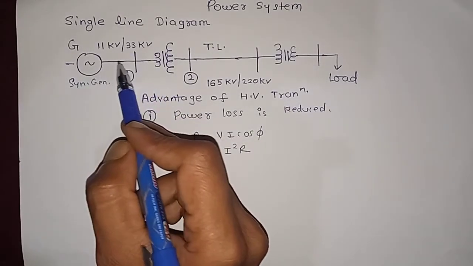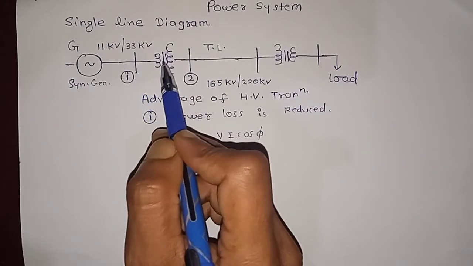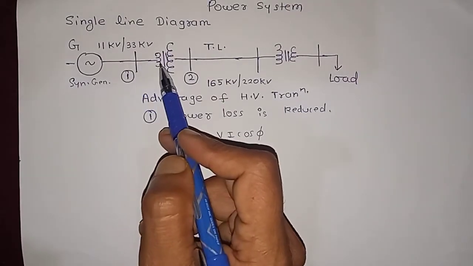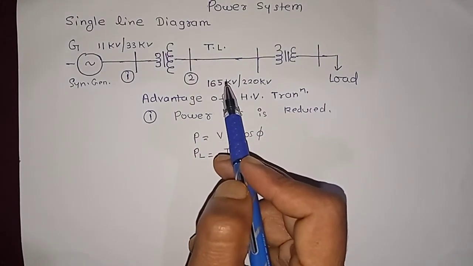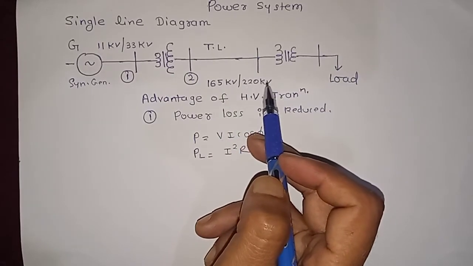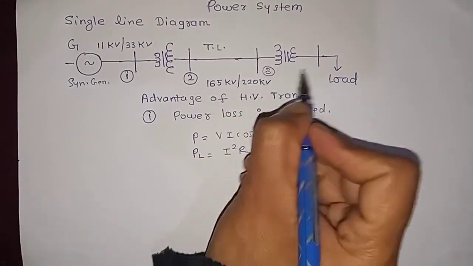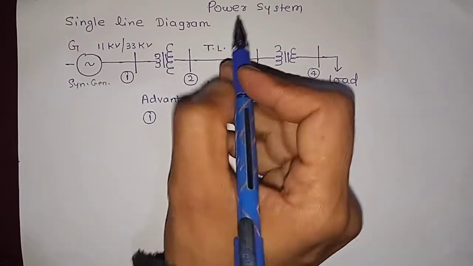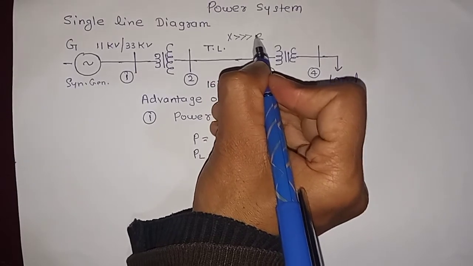Then this voltage goes to the transmission, and this transmission is done at high voltage. You can see here this voltage is stepped up by using a step up transformer, and the voltage range increases. It may be 165 kilovolt or 220 kilovolt. So this is a transmission line, and these are the buses you can see. This transmission line is mostly an inductive line, so X value is more than R resistance.